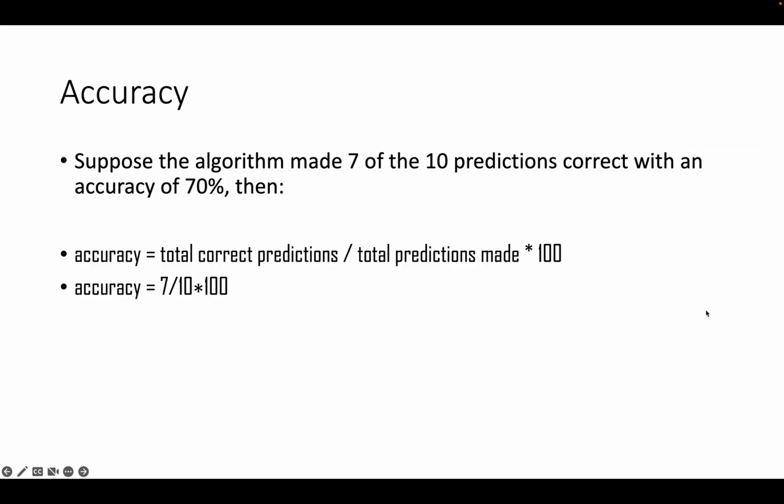Accordingly, accuracy. Suppose the algorithm made 7 of 10 predictions correct, which is an accuracy of 70%. Then accuracy equals total correct predictions upon total predictions made, into 100, equals 7 correct out of 10, so accuracy came to 70%.